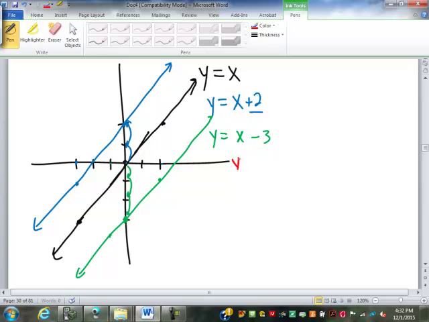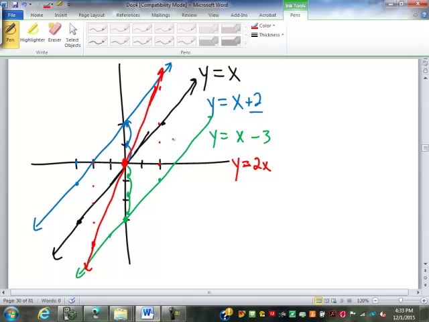We can also multiply. y equals 2 times x. Well, now if x is -2, what's y? -4. If x is 0, what's y? 2 times 0 is 0. If x is 2, y would be 4. 2 times 2 is 4. It's back to going through the origin, through the center of the graph again here, but now it's steeper. So multiplying makes it go steeper.